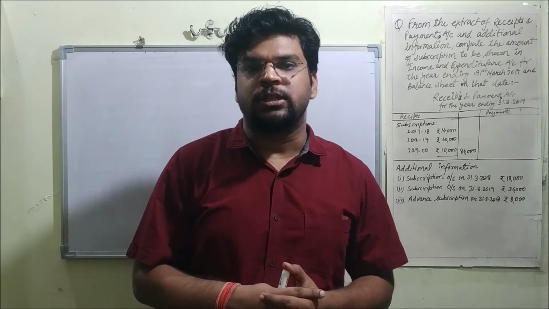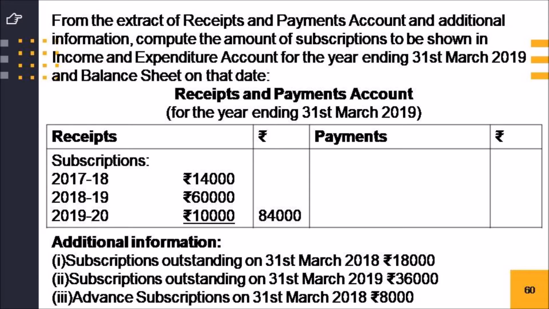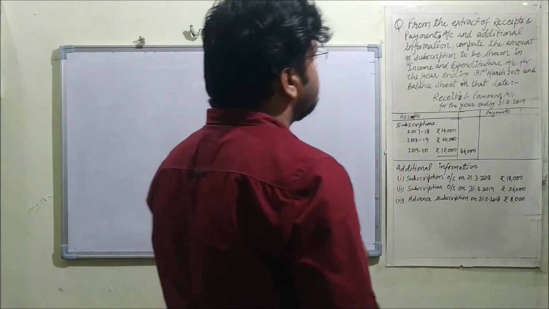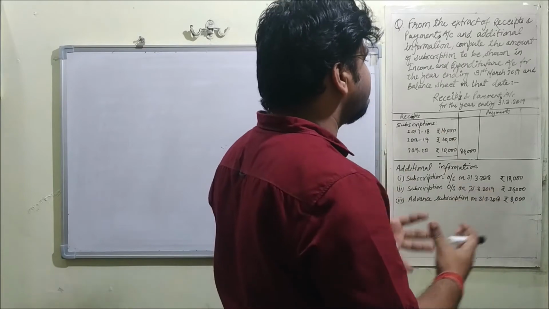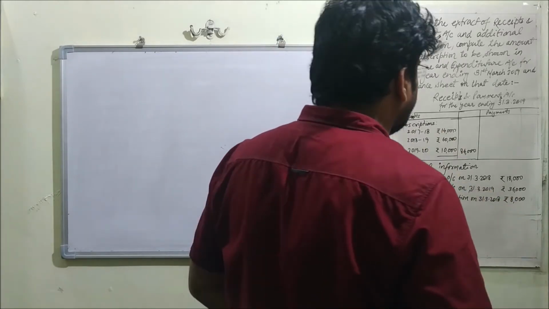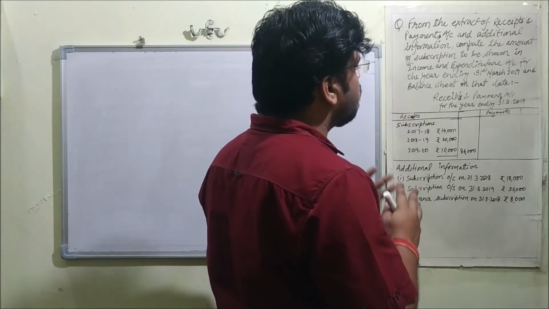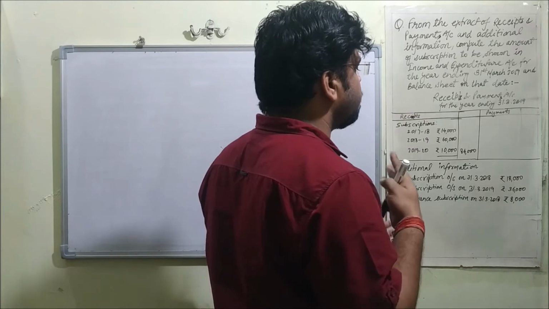So the question is there on your screen, you can see. I have noted down the question here. So let's see. This is the receipt and payment account. This is not the full receipt and payment account. This is what the question gives. Sometimes the question comes with a small question. Okay, so we need to calculate what amount of subscription will be credited to income and expenditure account.